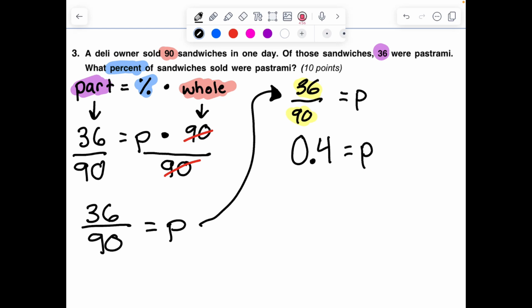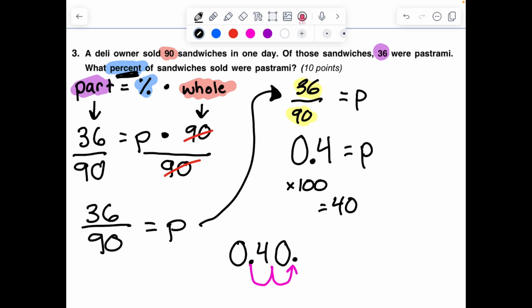No, because we're talking about percent, right? What percent? So in the calculator, you can do it a couple ways. You can do times 100 in your calculator with the 0.4, and then it equals 40, right? Or you can move the decimal point over twice, just like how we do when going from a decimal to a percent. So we go 1, 2, decimal point is now here. Fill in the 0 right there. So it equals 40. So our percent, what percent of sandwiches sold were pastrami? 40%.